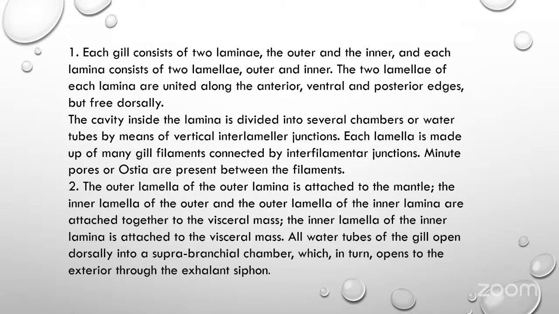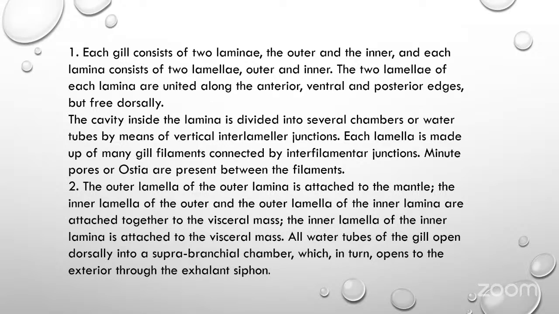So each gill consists of two laminae, the outer and the inner. And each lamina consists of two lamellae, outer and inner. The two lamellae of each lamina are united along the anterior, ventral and posterior edges, but free dorsally. The cavity inside the lamina is divided into several chambers or water tubes by means of vertical interlamellar junctions.